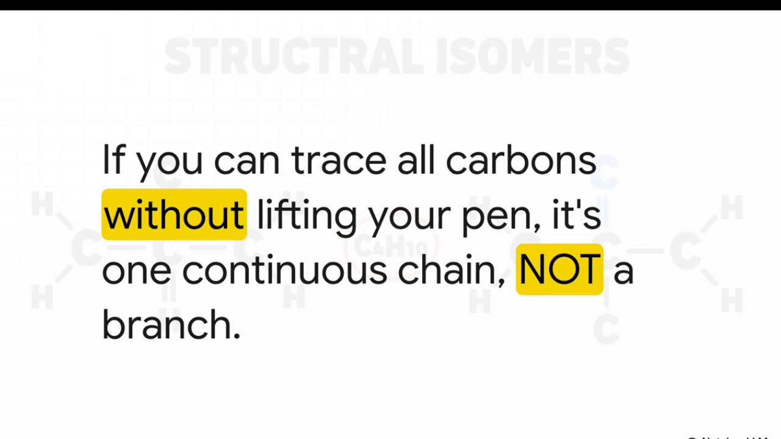So how can you be 100% sure? You use what I call the pencil test, or the snake test. Imagine your pen is a little snake. Place it on the carbon at one end of the chain. Now, can you slither along that carbon backbone and touch every single carbon atom without lifting your pen? If the answer is yes, then it's a single continuous chain. It's just bent. It is not a branched isomer.